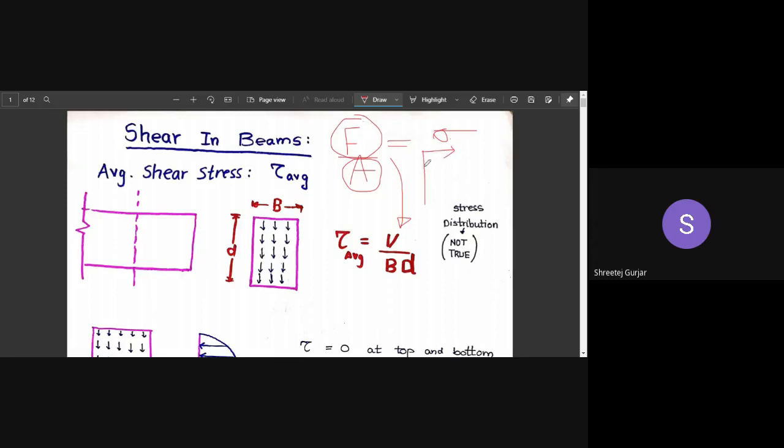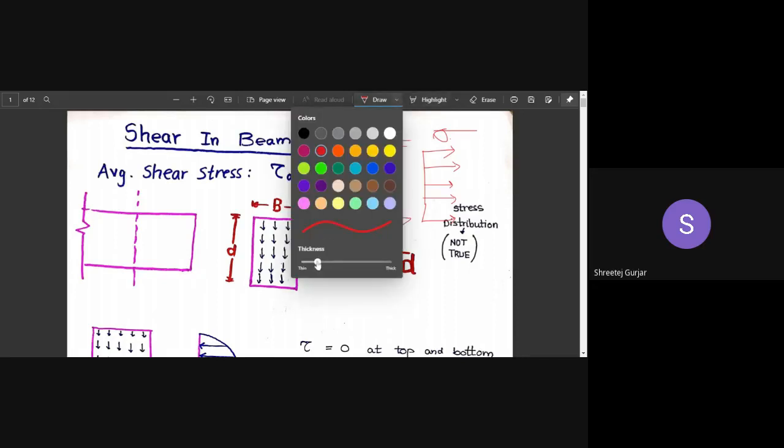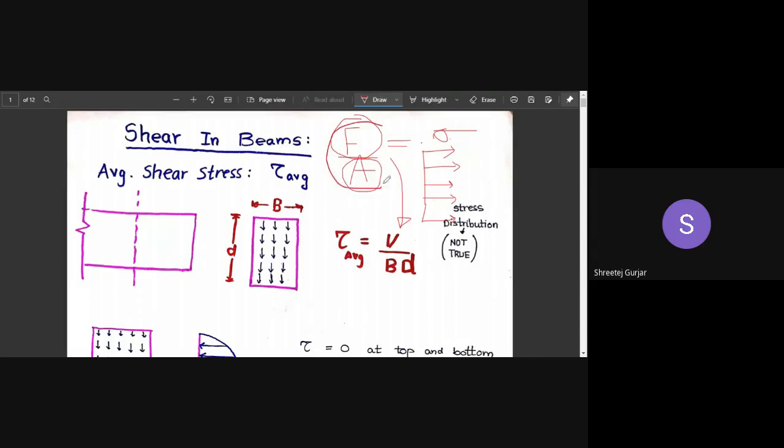We can see that in the cross section, the normal force that is acting is uniform throughout the cross section. Hence, we can apply the formula F by A for calculating the normal stress. But we cannot apply the same formula for calculating the average shear stress, V by BD. Here V is the shear force acting on the cross section, and BD is the cross-sectional area. A formula like the one we apply for normal stress cannot be applied directly to shear stress, because the shear stress distribution, as I've shown over here, is not uniform.